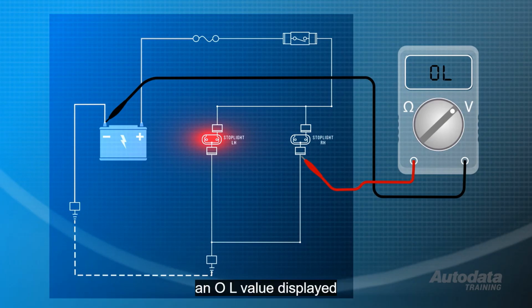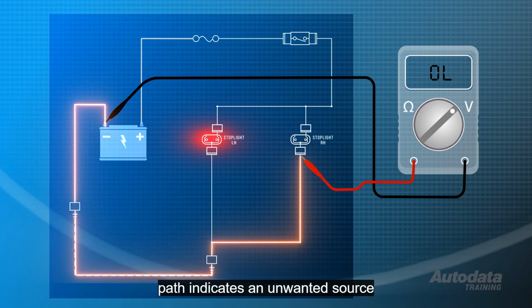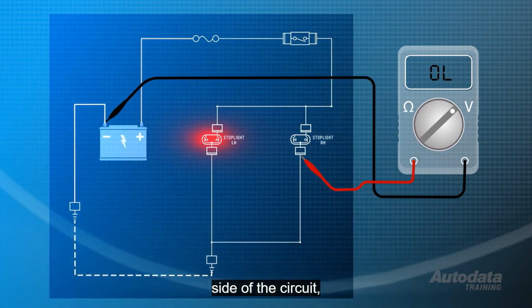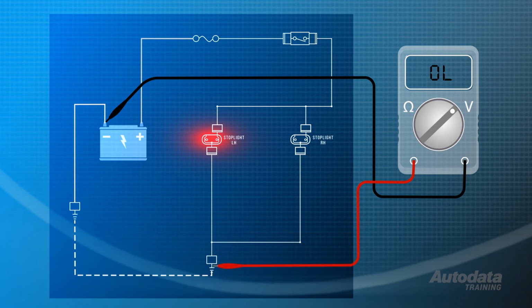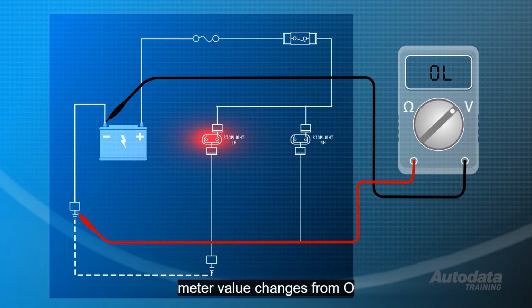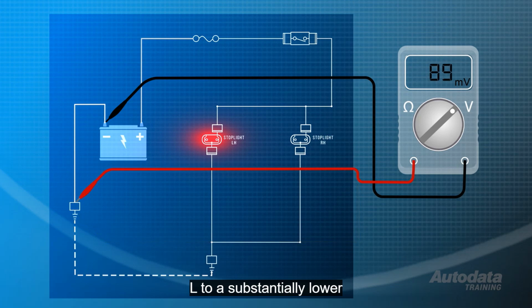An OL value displayed when testing the ground path indicates an unwanted source of resistance on this side of the circuit. We can isolate its location using the same method from the voltage supply side. Start by moving the positive lead towards the battery, testing at each side of a connector or splice joint while watching the meter. As soon as the meter value changes from OL to a substantially lower millivolt reading, we have found the fault.